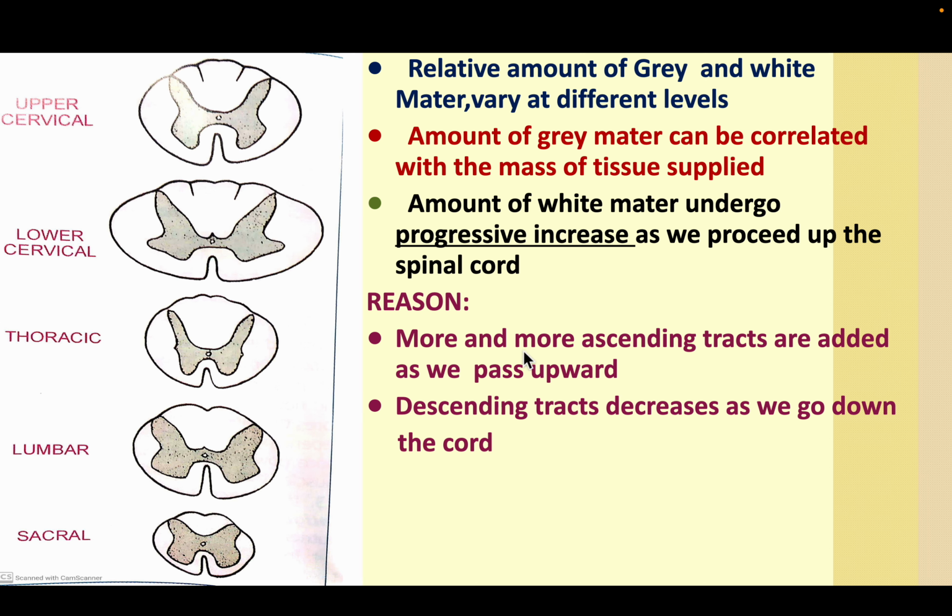The reason is that more and more ascending tracts are added as we pass upward, and the descending tracts decrease as we go down the cord. So this is the reason why the white matter in the lower segments is in less amount, and in the upper segments it is in bulk.